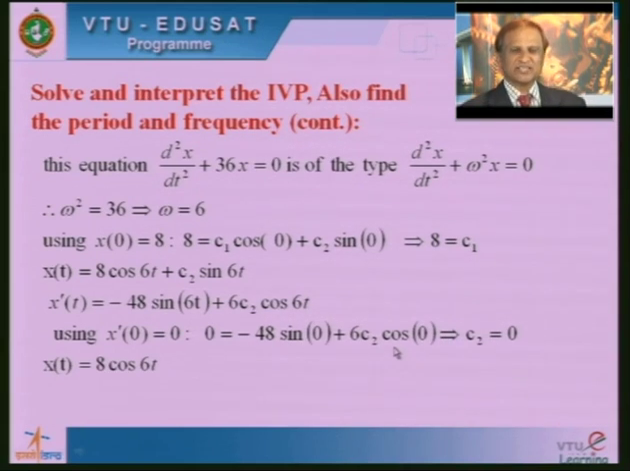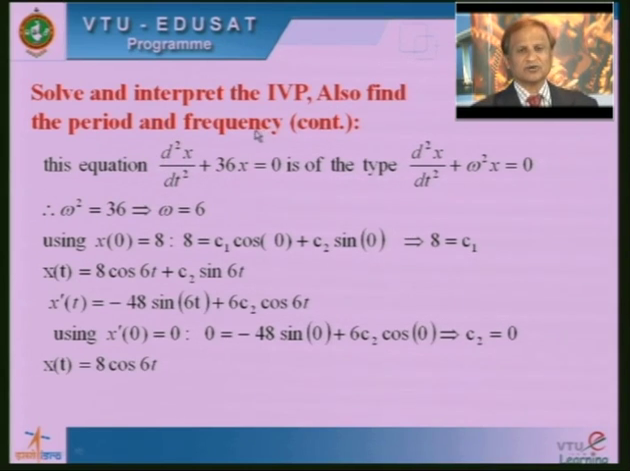So, by using the initial conditions, we are able to obtain the values of the arbitrary constants, namely C1 and C2. The value of C1 is 8 and C2 is 0. Now, I will substitute these two values in the solution. C1 is 8. I will replace C2 by 0, which means the second term becomes 0. So, what is the required solution? x of t is equal to 8 cos 6t is the solution of the given differential equation, or we can say that this is the particular solution of the given differential equation.